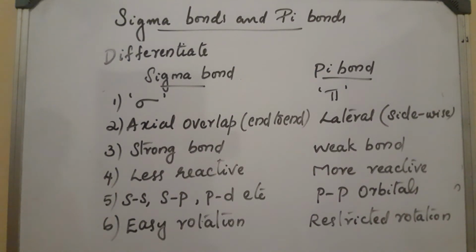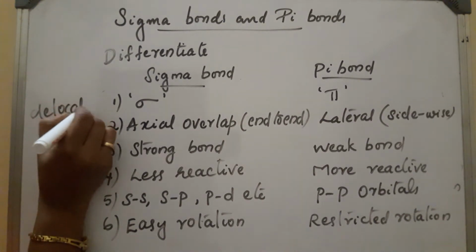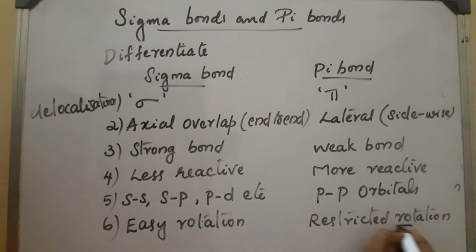Pi bonds are said to be delocalized above and below the plane of the molecule. So an electron cloud is formed above and below the plane of the molecule. So due to delocalization, pi bonds are restricted to rotate. Okay, there is restricted rotation in the case of pi bond.